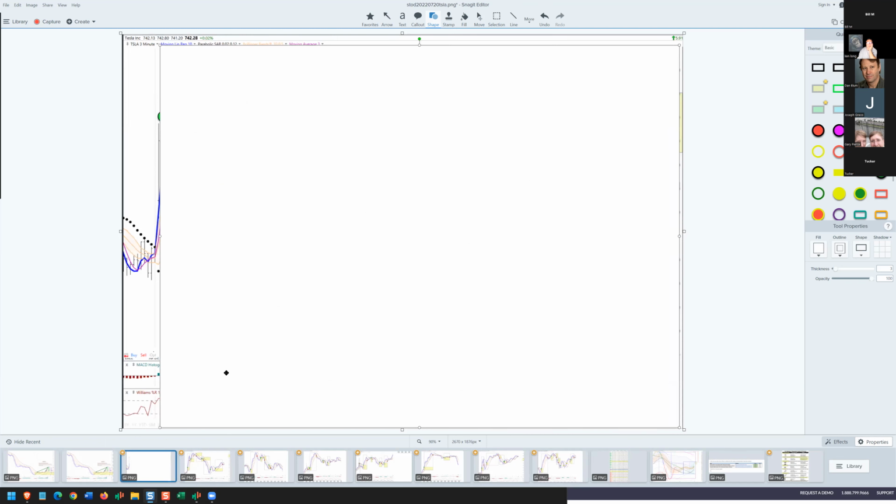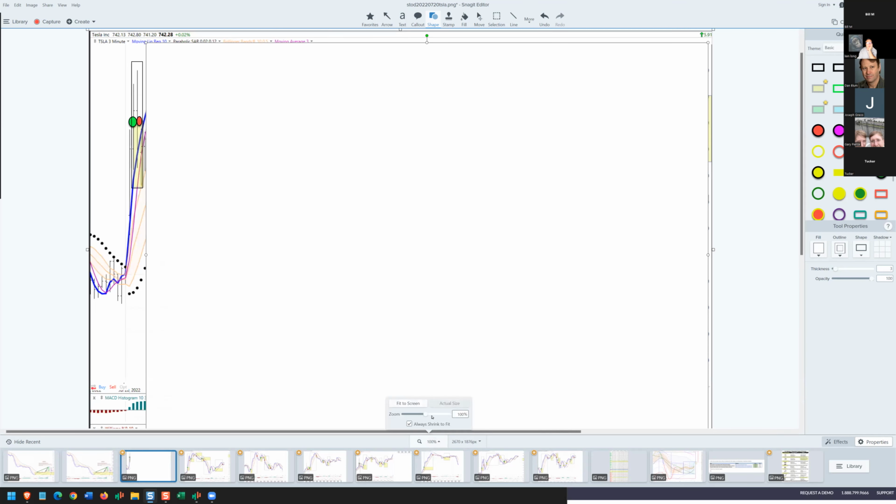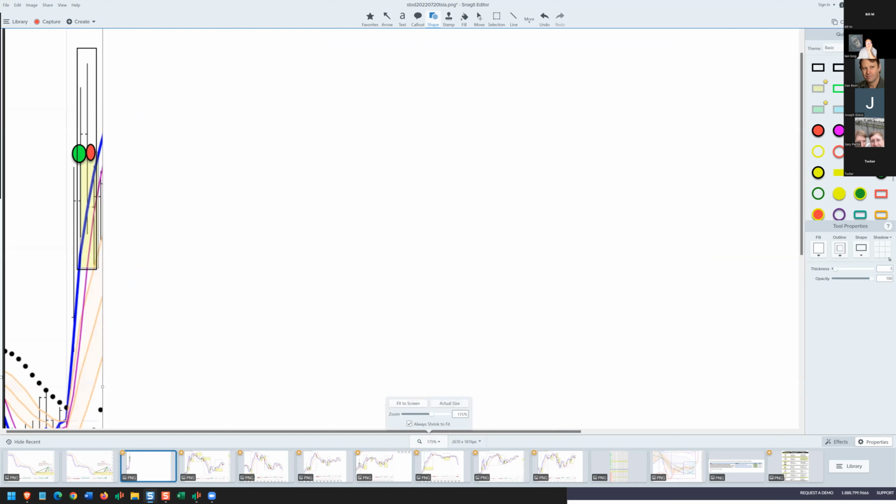So, and then finally Tesla. That had almost the same qualities as that U.S. steel trade, where there was a big gap up. It broke out of the OR3. So let's see that again here.